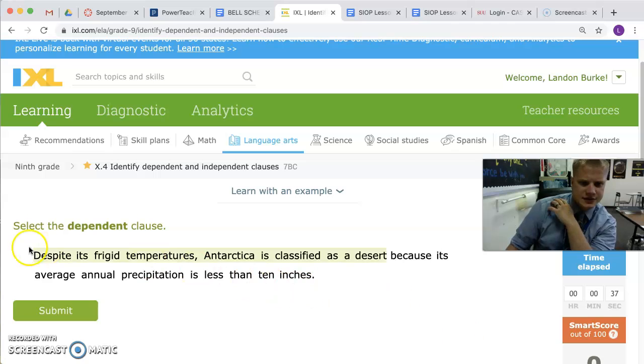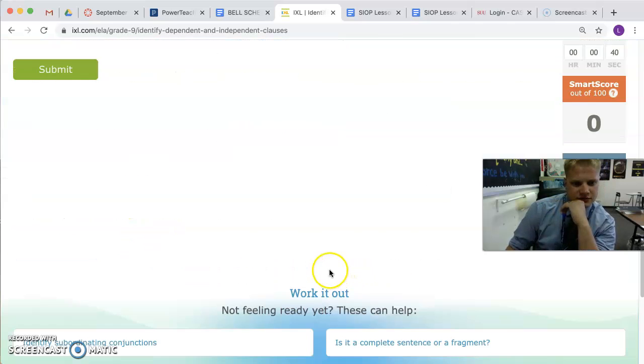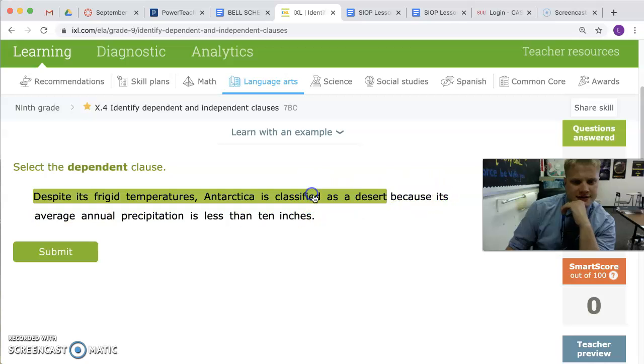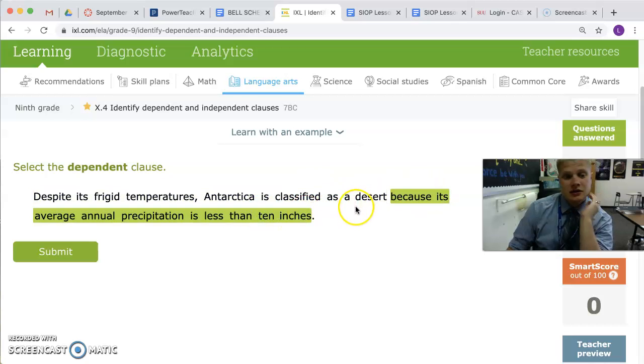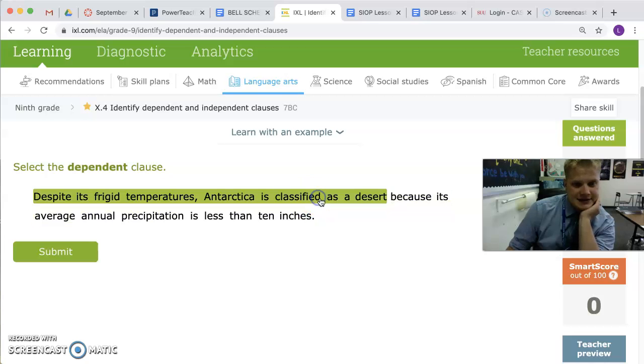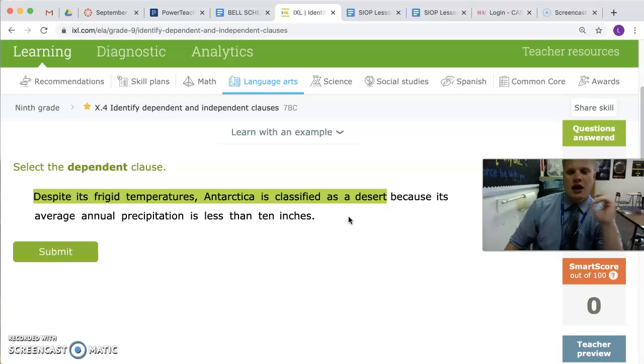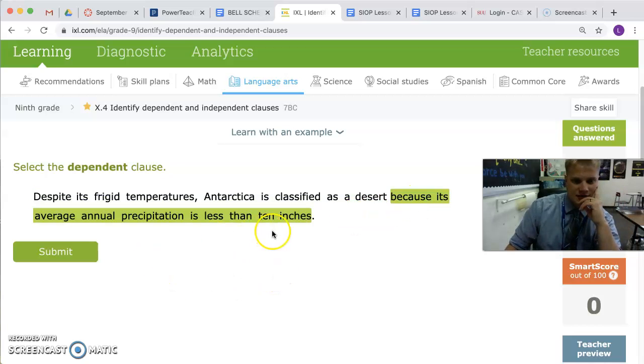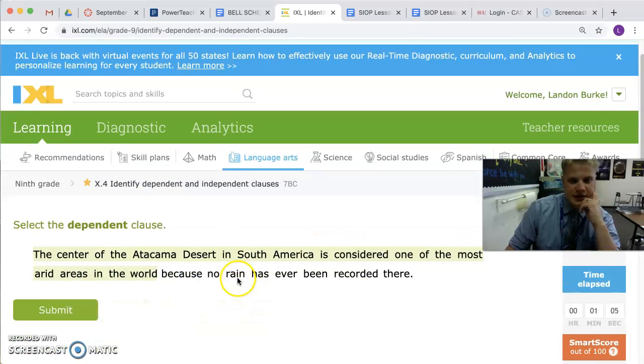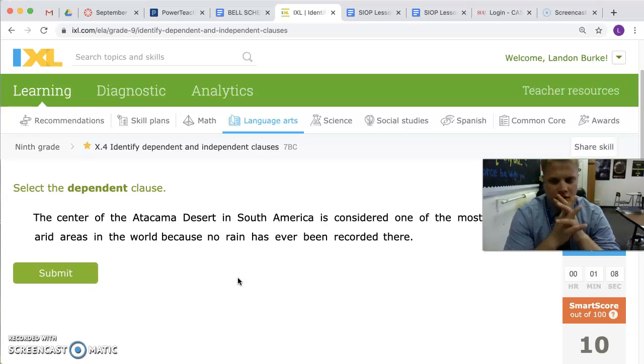What it is going to ask you to do is to click on what you think is the dependent or the independent clause of a sentence. So, despite its frigid temperatures, Antarctica is classified as a desert. Can I say that as a complete sentence? I can, because its annual precipitation is less than 10 inches. I don't necessarily know what that is, so that's a dependent clause. If you remember from last week, a clause has a subject and a verb. A dependent clause needs something else. An independent clause can stand on its own.